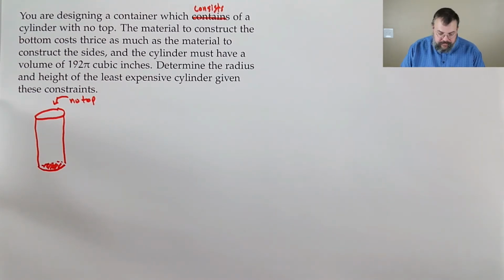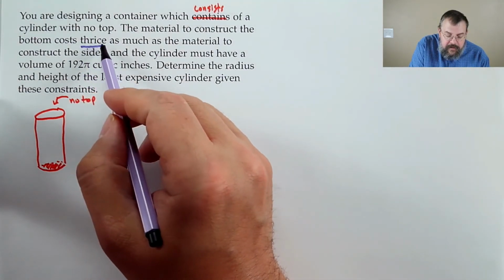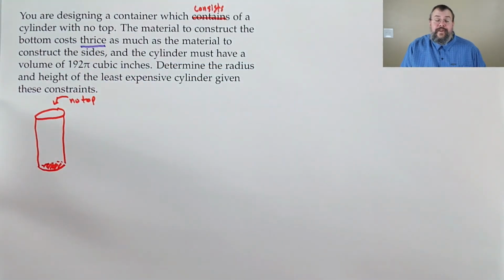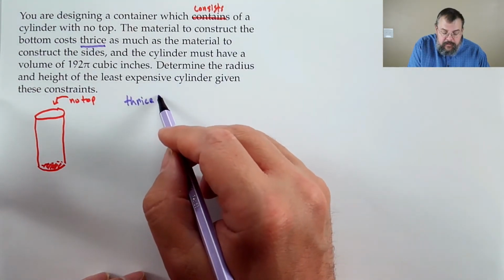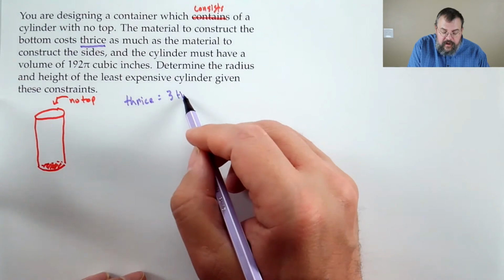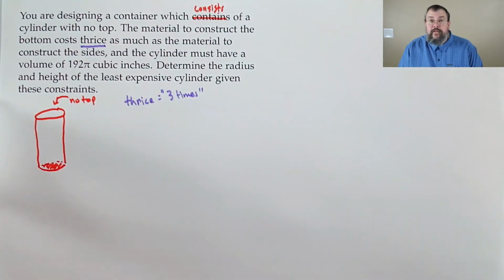side. Okay, thrice, by the way, is a very fancy way of saying 3 times. So thrice equals 3 times. It's sort of like twice, but instead it's thrice. Okay, all right. The cylinder must have a volume of 192 pi cubic inches.